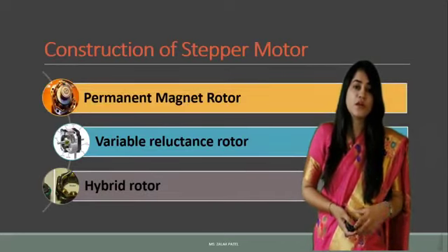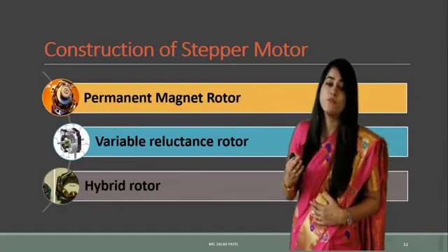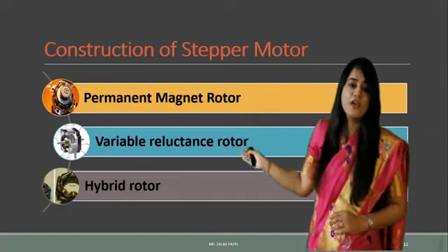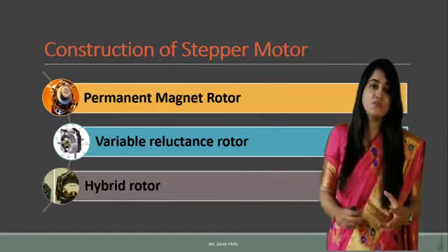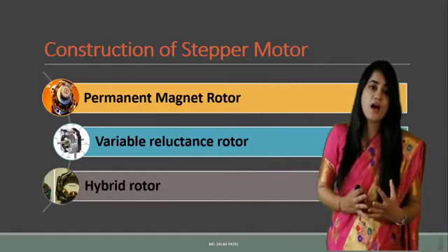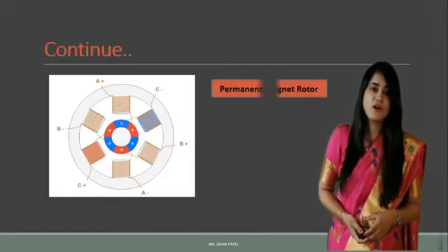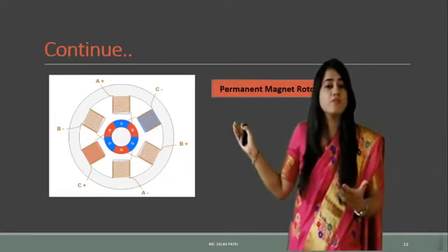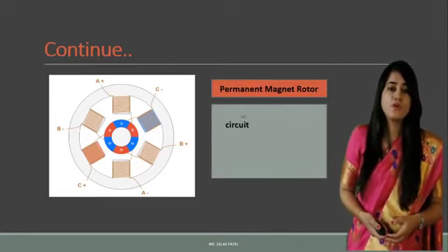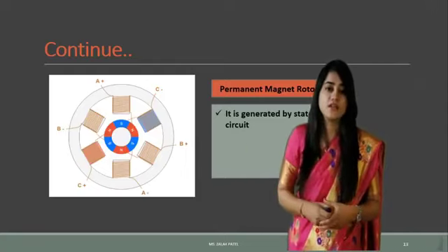Now for the construction of the stepper motor, you should consider these three parts: the permanent magnet rotor, the variable reluctance rotor and the hybrid rotor. These three parts are important for the construction of a stepper motor. First let's talk about the permanent magnet rotor and how it can be made. It is generated by the stator circuit.